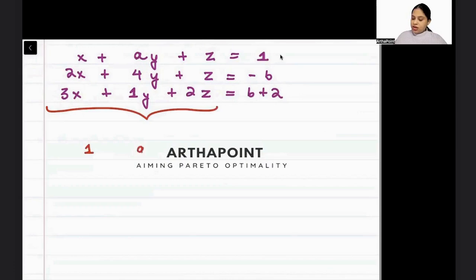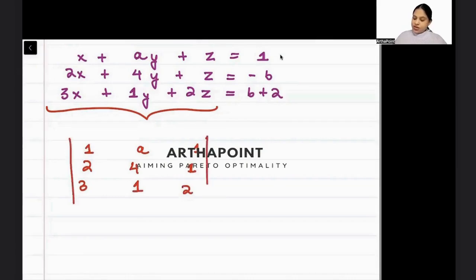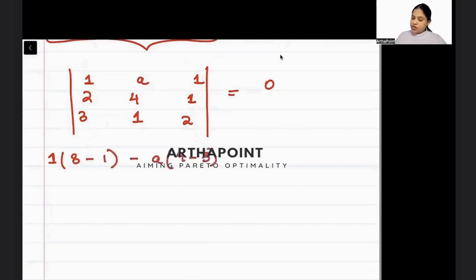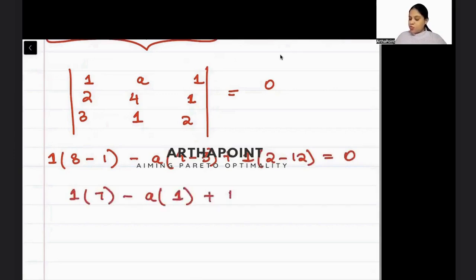So 1, a, 1, 2, 4, 1, 3, 1, 2. इसका determinant निकाल लेते हैं. What will we get? Equal to 0. 1 times (8 minus 1) minus a times (4 minus 3) plus 1 times (2 minus 12) equal to 0. 1 times 7 minus a, 1 plus 1 times minus 10 equal to 0. 7 minus 10 minus 3 minus a equal to 0.